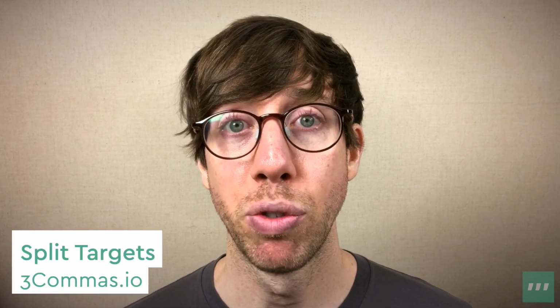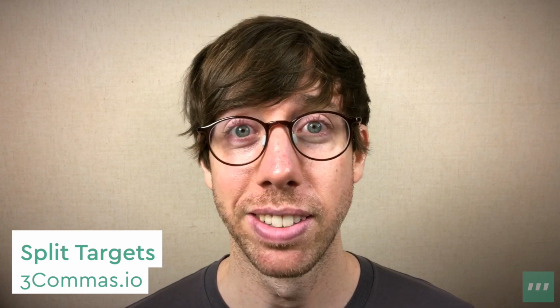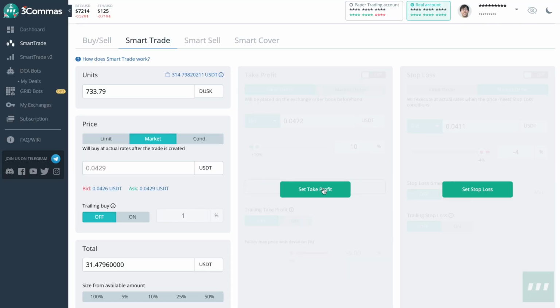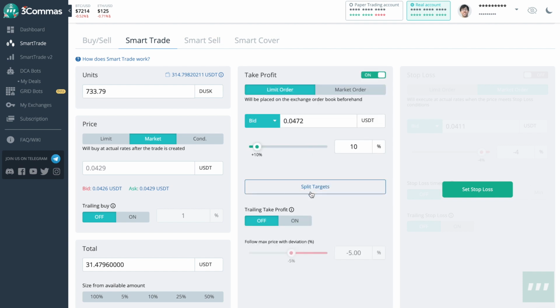In 3 SmartTrade, you can divide your sell in up to 4 parts using split targets. Let's take a look at that now. Here in the Take Profit section of 3 SmartTrade, go to the Split Targets button and click it.